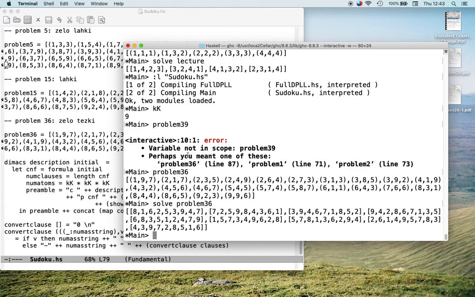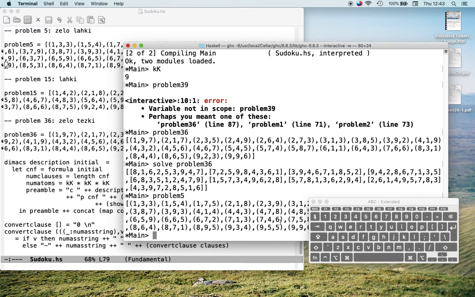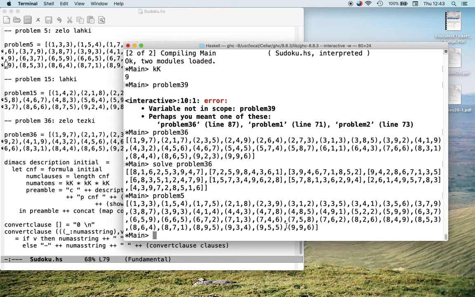Maybe we could have a look at the very easy problem, the Zelolachek one. So let's have a look, just check we've got that value. So problem 5. Yep, we've got that. You see it has a few more initial values in it, just a few more. But anyway, it's a problem that's much easier to solve by hand for a human. So let's solve that. So let's go back to there and put a solve in front of it.